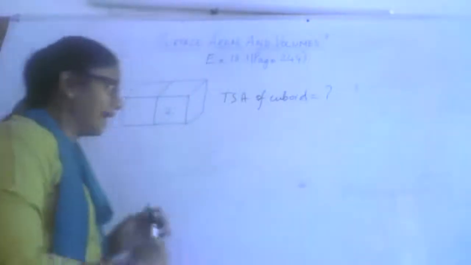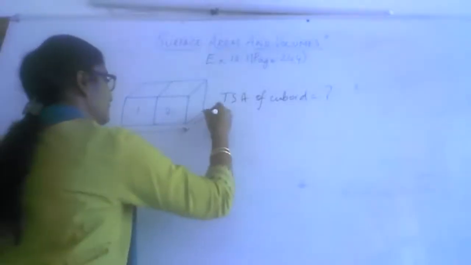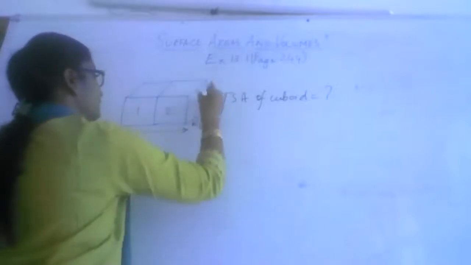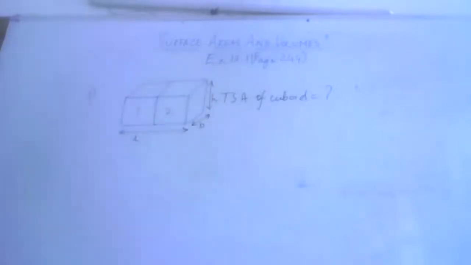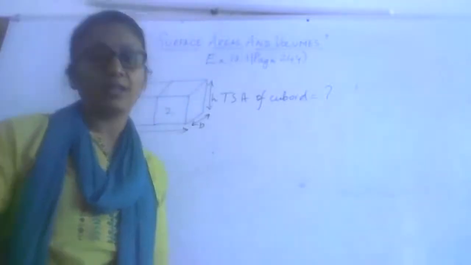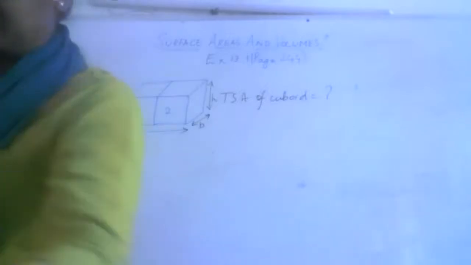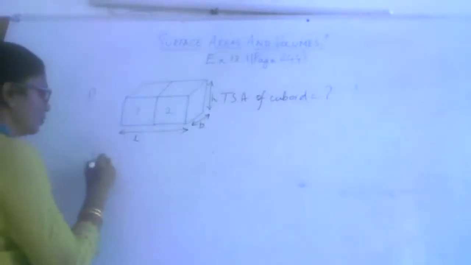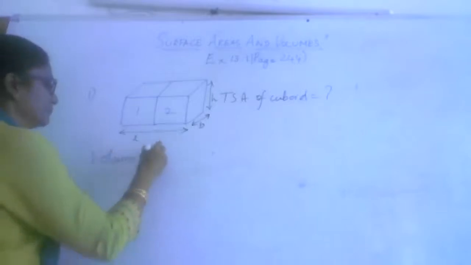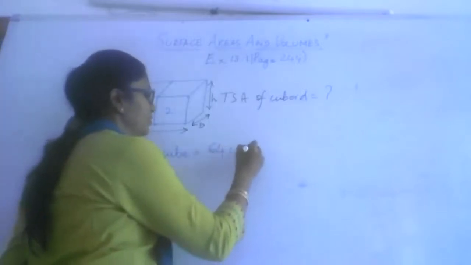Alright. Now to find the TSA of the cuboid, I should have its length. This will be the length of the cuboid which is formed. This is the breadth and this is the height. Only when I have these three dimensions, I would be able to find the TSA of the cuboid. Now I don't have them. How will I find it? There is some other information which is given. Two cubes each of volume 64 centimeter cube. So volume of one cube is 64 centimeter cube.